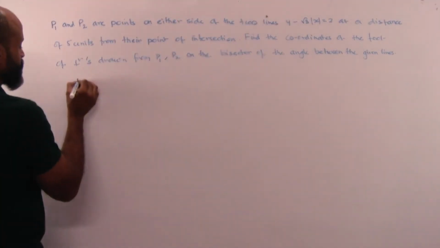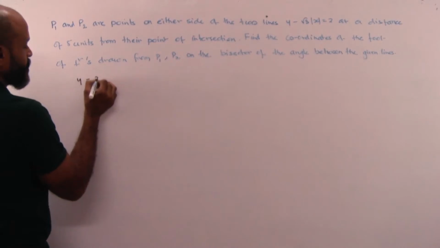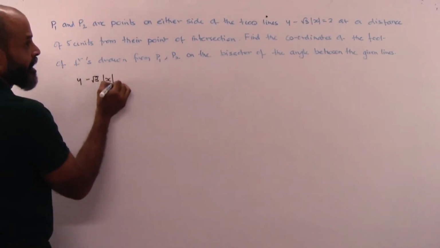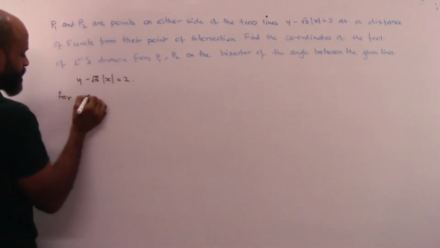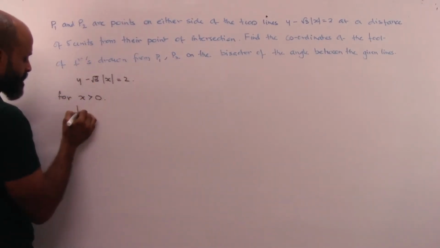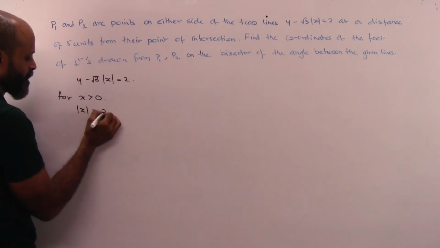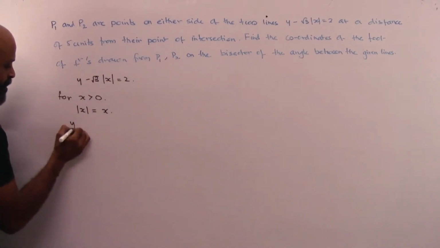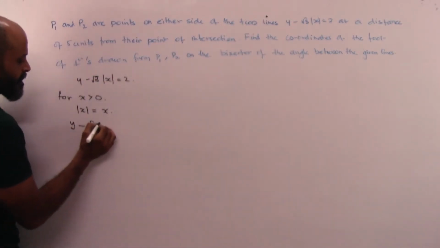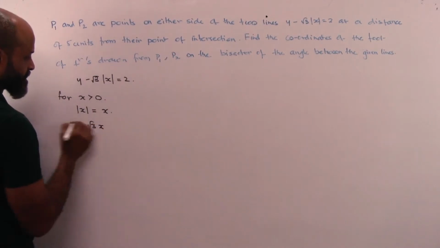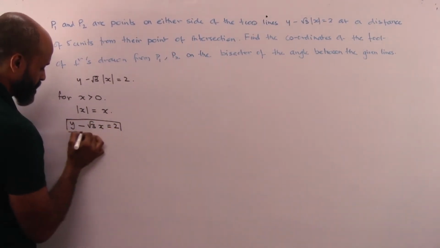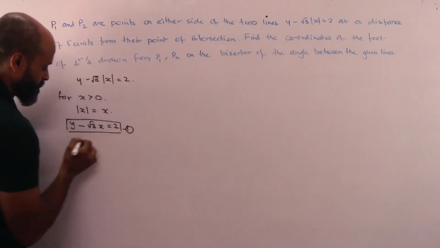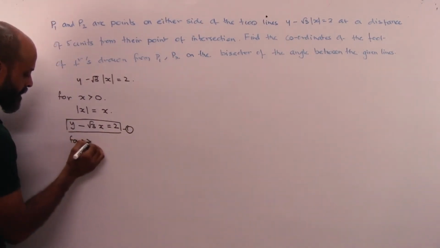Now look at the equation here: y minus root 3 mod x is equal to 2. For x greater than 0, obviously the value of mod x will be equal to x. So what will be the equation? y minus root 3 x is equal to 2. This will be the equation for x greater than 0.